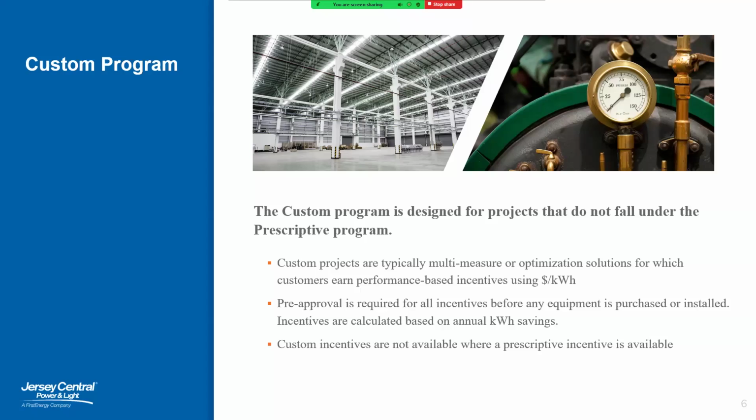Please note that you should have already heard that we are currently running a custom program enhancement for our incentives, where it is currently at 30 cents per kilowatt hour saved, and that's compared to the standard 16 cents per kilowatt hour saved. Now, please note that this enhancement is only available until December 31st. Submitting an application before December 31st will help secure this incentive rate.